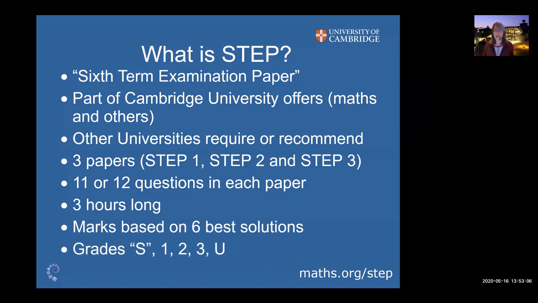There are 4 grades. The top grade is S. I think it stands for superhuman because it is really very, very good. But I believe that actually S comes from scholarship, because what STEP replaced was the old Cambridge scholarship exams. The other grades, in decreasing order, so it's the opposite to GCSEs, are 1, 2, and 3, and then U. So S is the highest, followed by 1, followed by 2, followed by unclassified.